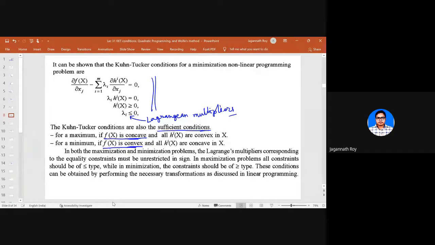And the set of constraints h i(x) all have to be convex. This is actually a mistake; it should be that h i(x) are in a convex set. Okay. Now for both cases, we will discuss.